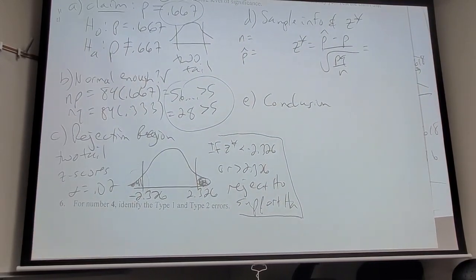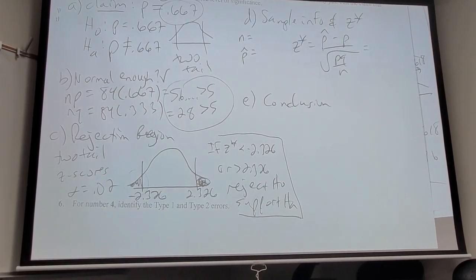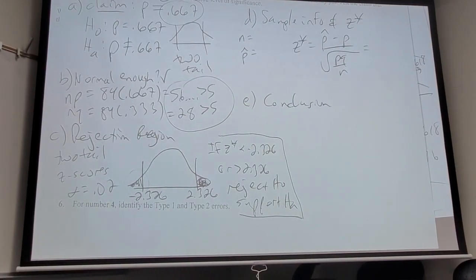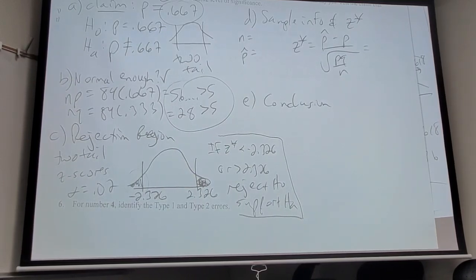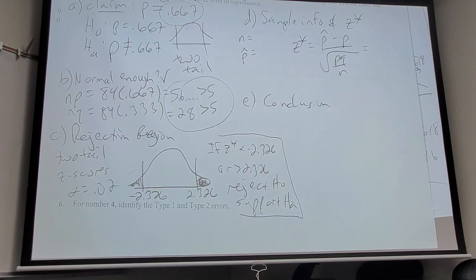So again, step C just is setting up what enough evidence is. That's enough evidence. If we find a sample that far away, that is evidence that it's not in the middle of the picture, it's actually off to one side.